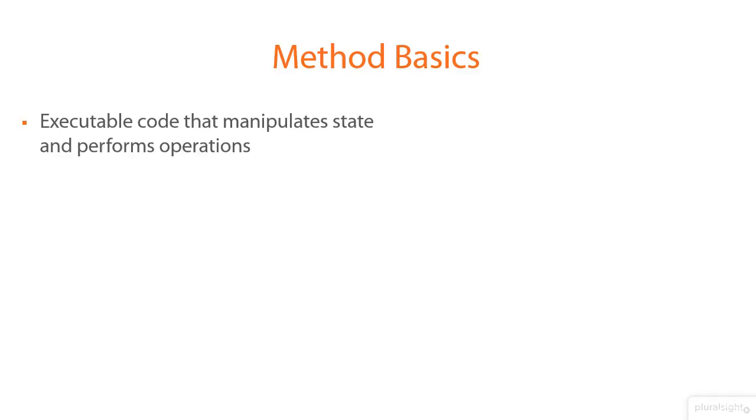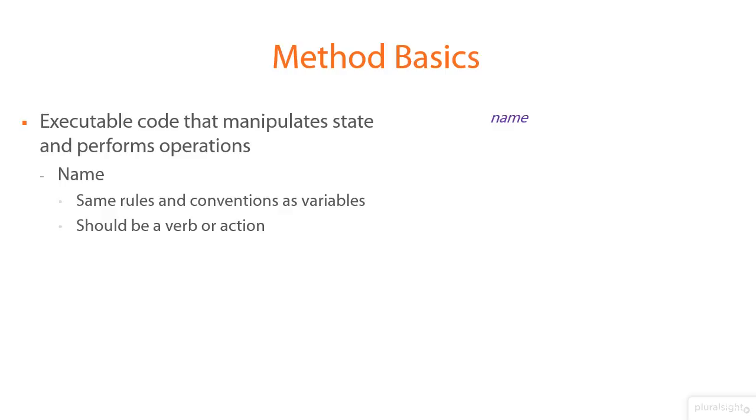Now we've mentioned that methods are basically just executable code that we can use to manipulate the state of our object, right, and perform operations. Basically, each method has a name. Now the rules for creating method names are the same as they were with variables. One of the things we normally do from a stylistic standpoint, though, is use a verb or some kind of action statement to name our methods.